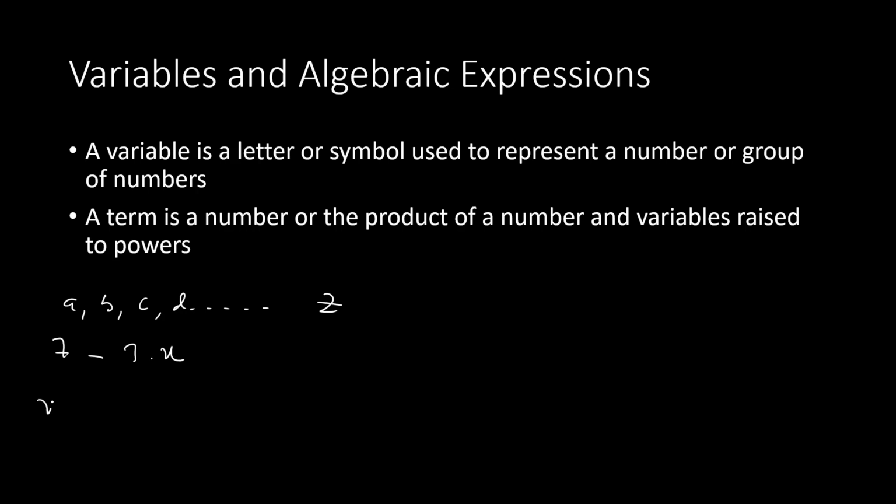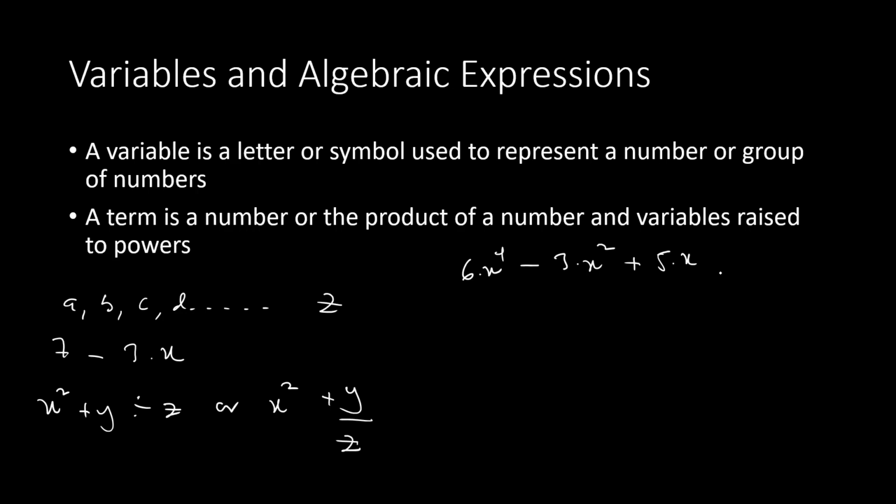Another example: x squared plus y divided by z. This is the same thing as x squared plus y over z. Another example could also be 6 dot x to the power 4 minus 3 dot x squared plus 5 dot x minus 18. With these examples, we can express them in terms.